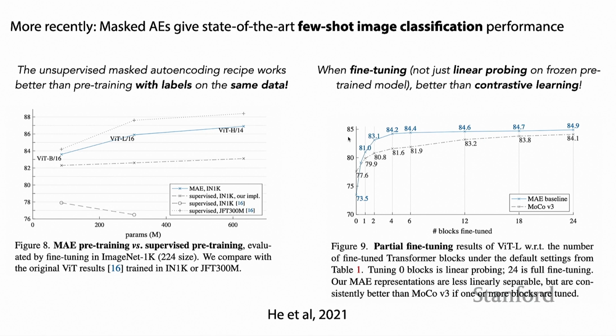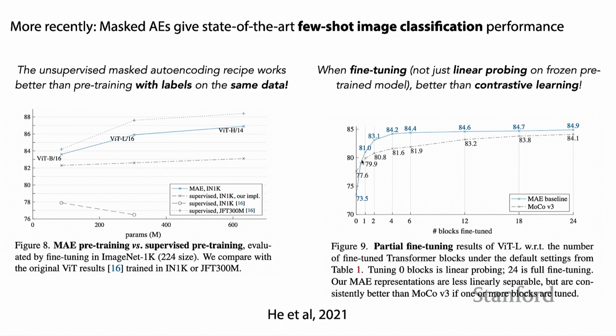And what's really interesting is that if we don't do any fine-tuning and we just freeze the pre-trained model and fit a linear head on top of the frozen model's representations, contrastive learning works significantly better than the masked autoencoder. It's a difference of a little more than 4%. But if you actually fine-tune some of the model itself, it seems that the masked autoencoder pre-trained models fine-tune better than the contrastive pre-trained models.